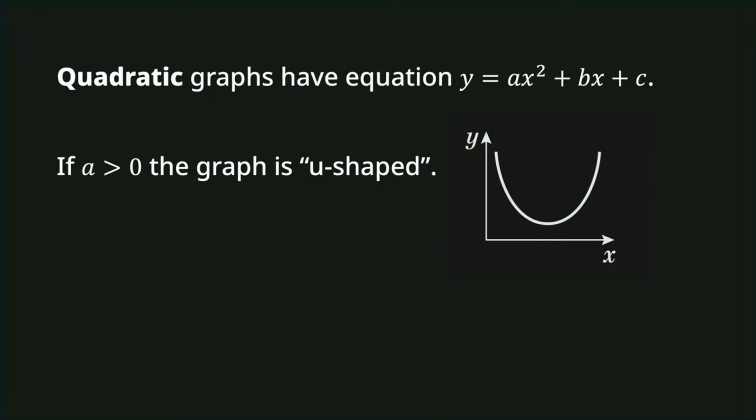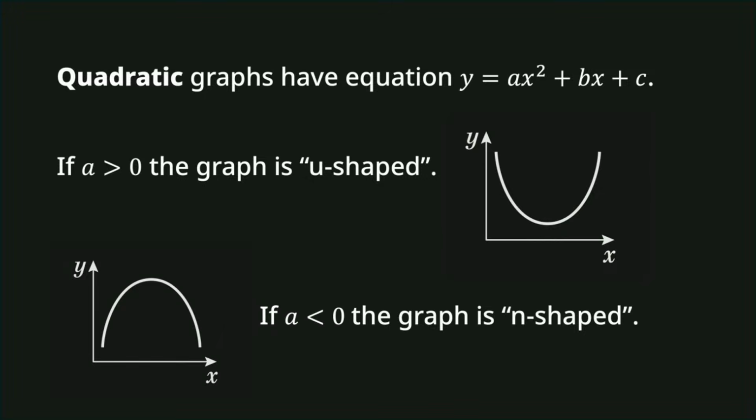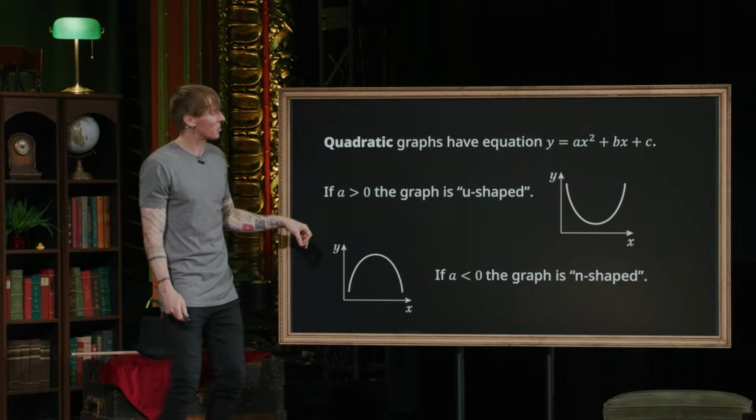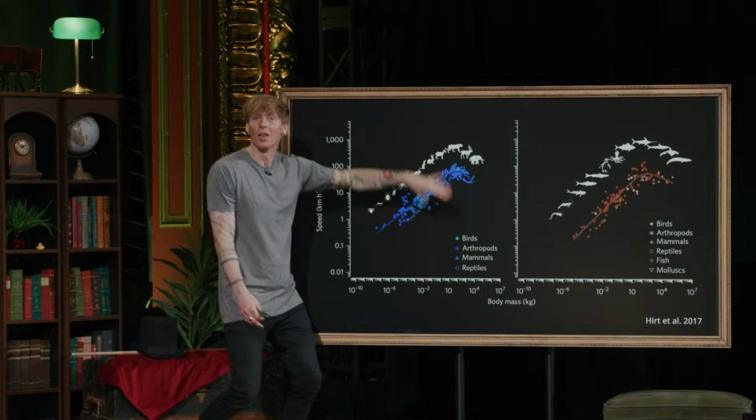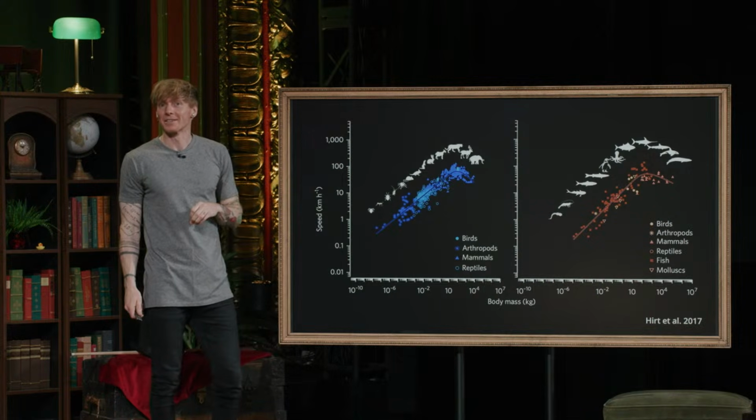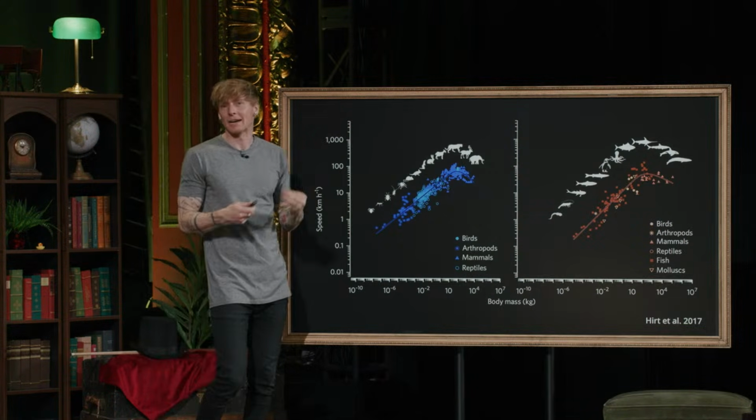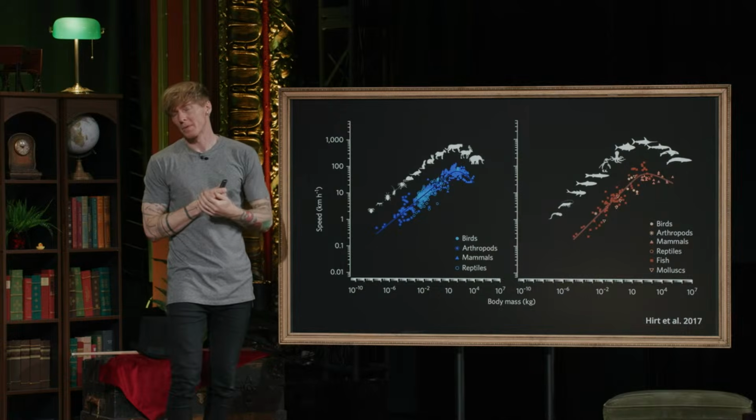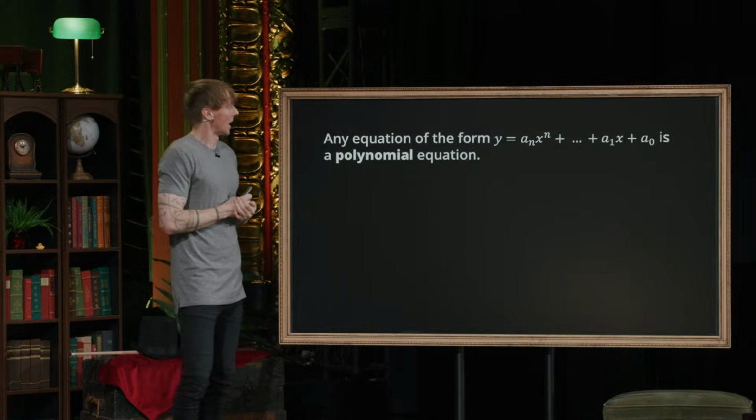And then when you flip that and you make a negative, it flips the graph. So when the coefficient in front of your x squared term is negative, you get the hump shape or the N-shaped graph. And this is what we're seeing with this model for animal speed limits. Now, the second example I wanted to share, also from a piece of academic research.